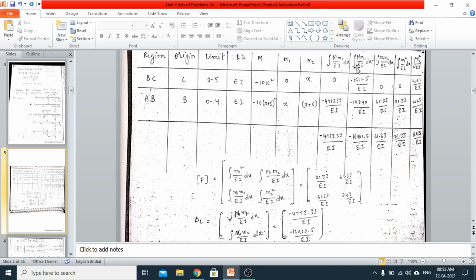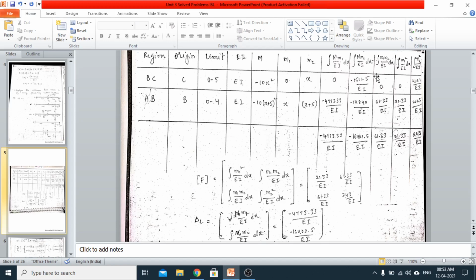Similarly, in the next column we'll go for M2. See here, minus 10x cubed, isn't it? So integral of 10x cubed, limit 0 to 5. If you give it to the calculator, directly you will get 1562.5 divided by EI. The same thing we'll do here: 10 into x plus 5 whole cube, M2. Once you give the limits, you will get the value directly, that is 14840 by EI.